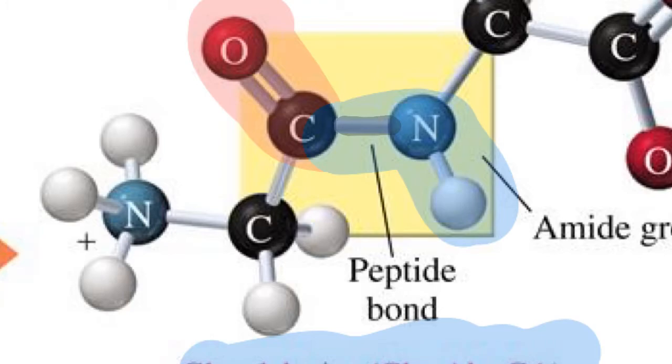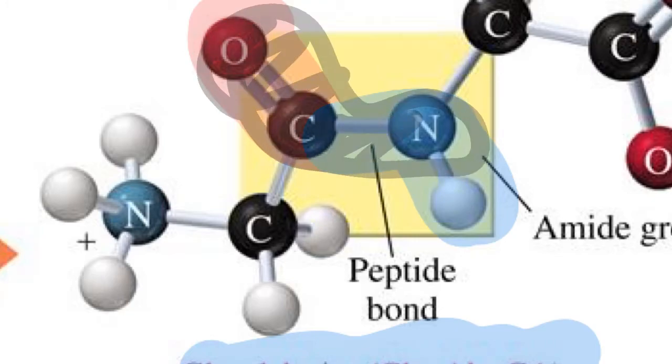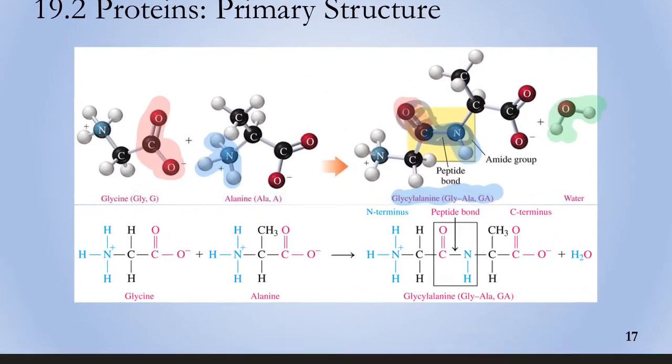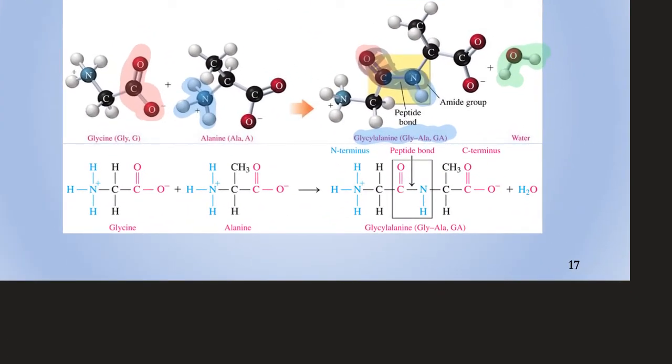But again, this whole group is considered an amide in organic chemistry. And so what we get there is a dimer, again, between glycine and alanine. That glycine would be on the left, alanine is on the right.